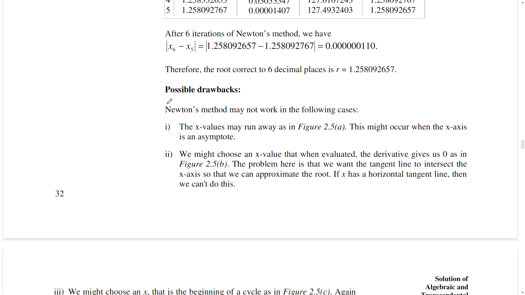Possible drawbacks. Newton's method may not work in the following cases. 1. The x values may run away as in figure A. This might occur when the x-axis is an asymptote. 2. We might choose an x value where the derivative evaluates to 0, as in figure B. The problem here is that we want the tangent line to intersect the x-axis so that we can approximate the root. If x has a horizontal tangent line, then we cannot do this.